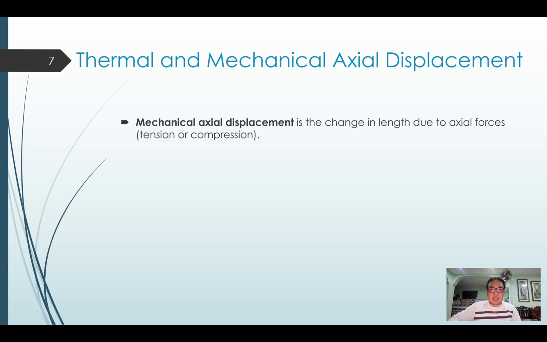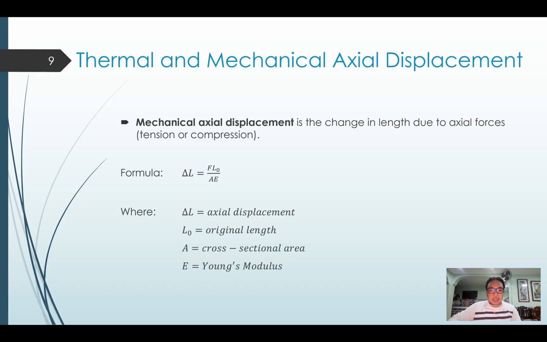Second one is the mechanical axial displacements. It is the change in length due to axial forces. It will be either tension or compression. Our formula is ΔL is equal to FL₀ over AE, where ΔL is the axial displacement, and L₀ is the original length. A is the cross-sectional area, and E is the Young modulus.